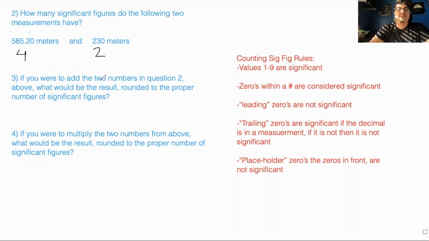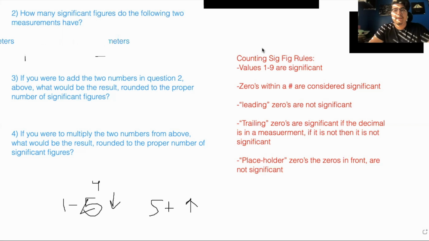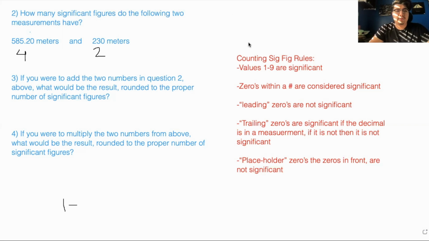Now we move on to number 3. If we were to add these two numbers in question 2, what will the result be and how will we round them? For rounding, 5 and up, we're going to round up. And if it's 1 through 4, sorry about that, 1 through 4, we're going to round down. So knowing that, we can go ahead and do our simple math, which is going to be 582.20 plus 230.